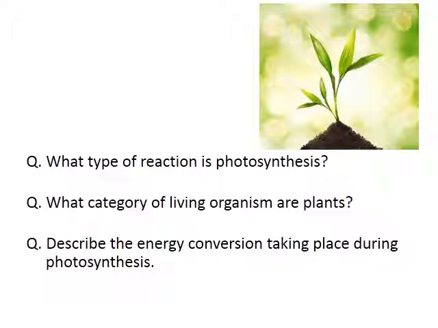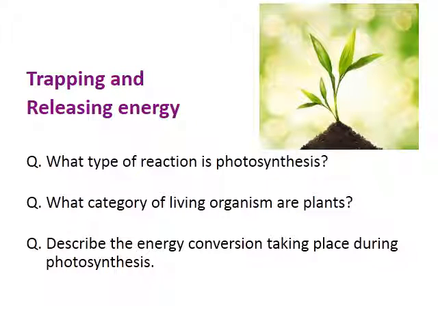Just a couple of questions for you to think about now, so you could pause this and have a go at answering them, and then I'll continue on with the answers. So, what type of reaction is photosynthesis? It's an anabolic reaction, if you link it back to our enzymes lesson, because it's building something larger and it's requiring an input of energy. So it's anabolic. What category of living organisms are plants? Plants are autotrophs because they're capable of sustaining themselves, really, sort of making their own food or their own nutrients. Describe the energy conversion taking place during photosynthesis. We are converting light energy from the sun into stored chemical energy in the form of glucose.